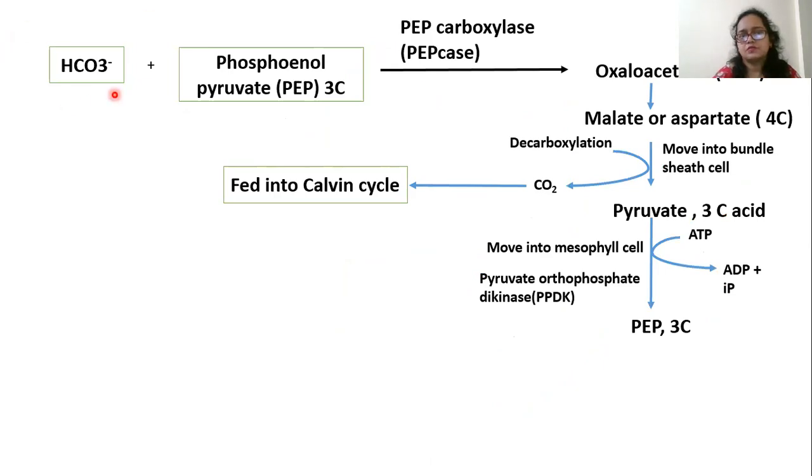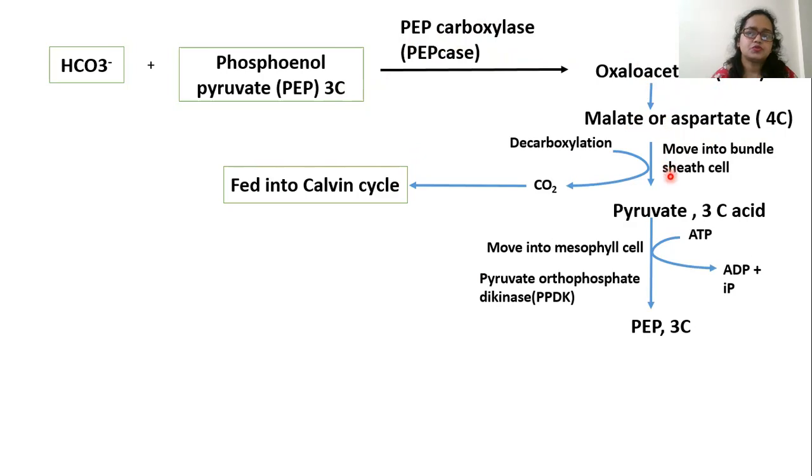So the HCO3 minus ions, which we get from the carbon dioxide, once carbon dioxide enters into the mesophyll cells, it gets combined with the phosphoenol pyruvate, which is a 3-carbon compound. In the presence of PEP carboxylase, or PEPcase, phosphoenol pyruvate carboxylase, it gets converted into oxaloacetate or oxaloacetic acid, which is a 4-carbon compound. It may get converted into malate or aspartate, which is also a 4-carbon compound.